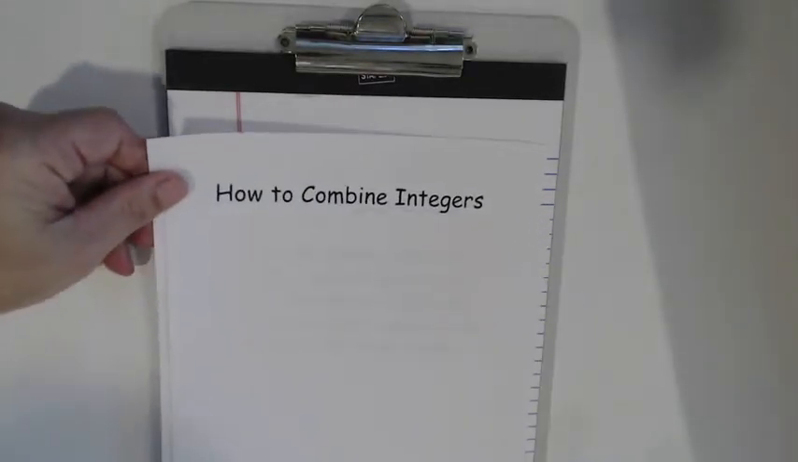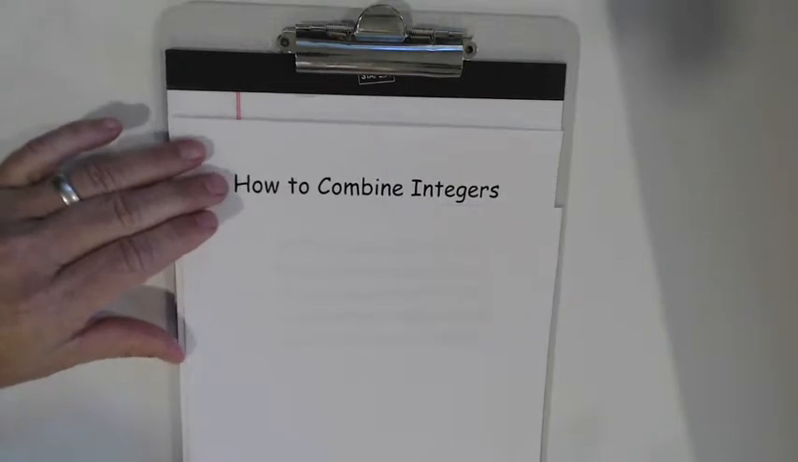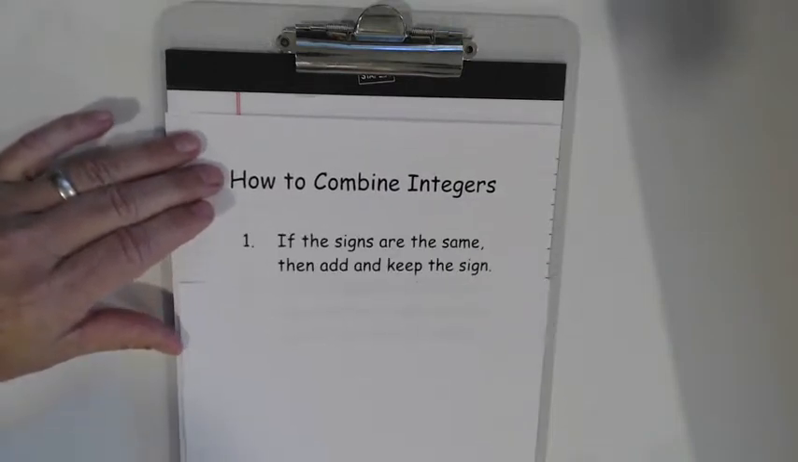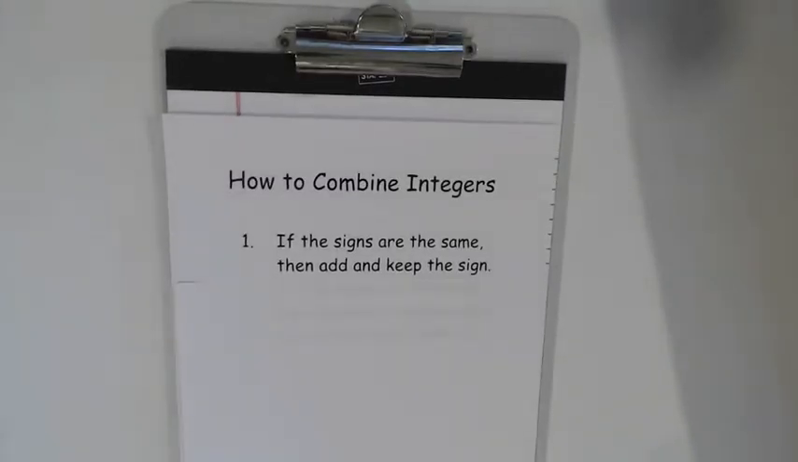Once you determine whether or not a number is positive or negative, then you're going to use these rules to combine those numbers together. If the signs are the same, you're going to add those numbers together and then keep the sign. That means a positive plus a positive is going to be positive. A negative plus a negative is going to be negative. You look at the signs, see if they're the same, you take your calculator out, you add them together, and then you keep the sign.